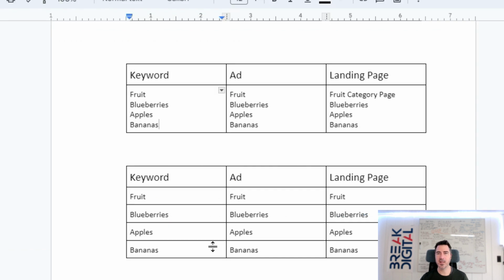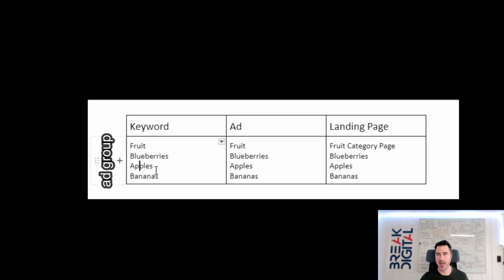Just to abstract the example here, let's say we're selling fruit, and we have a bunch of different fruit keywords, and then we write an ad about those different types of fruit that take you to a landing page that has all those types of fruit on it. Seems kind of straightforward, right?